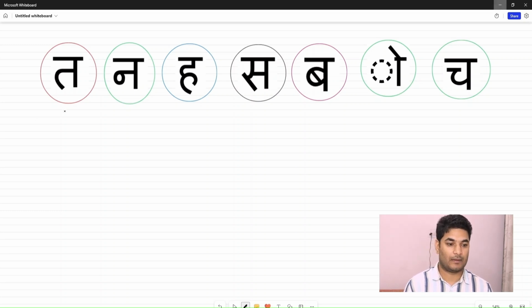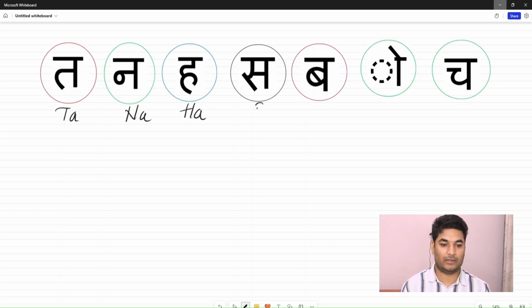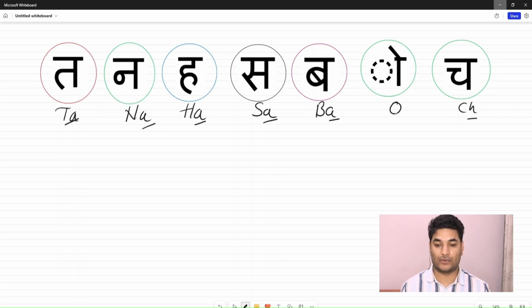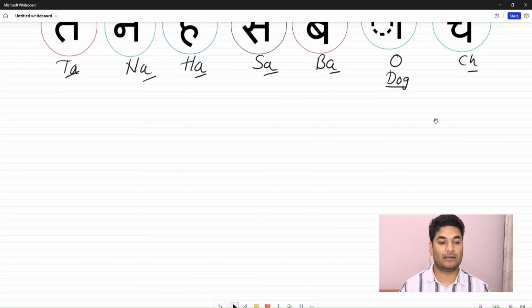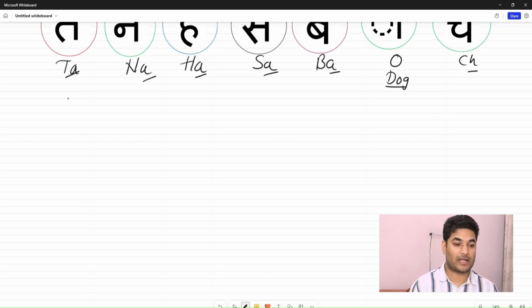We have the n, h, s, b, and j. Now the n, h, s, b, and j are the consonants, and then we have a vowel matra o, the same sound that we have in dog, the short o sound. I'm going to write the words now. Try to read them, and then I will give the pronunciation, and in the end I will give the meanings.